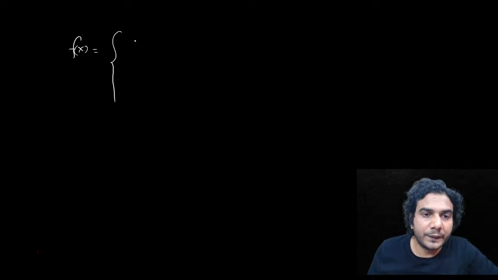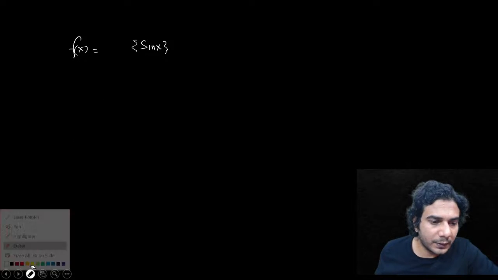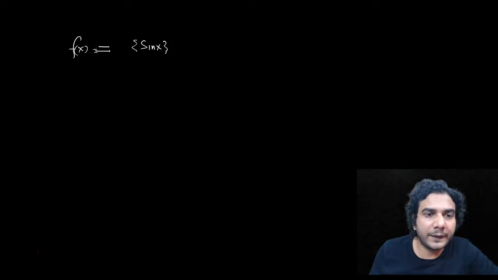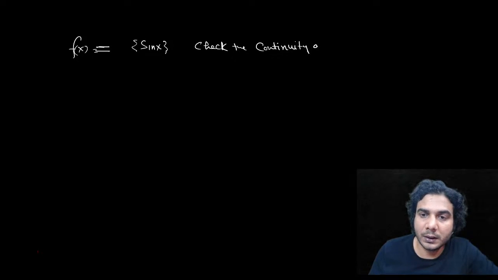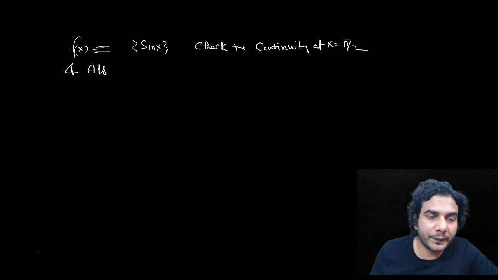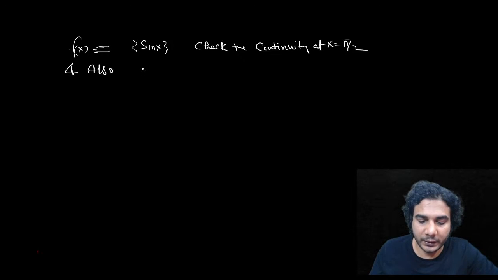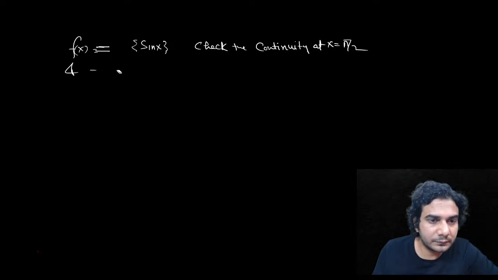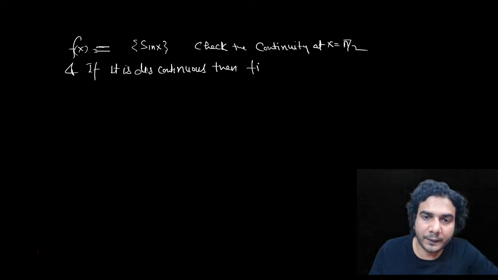So we did not do any example of that. So today first I'll give you some examples to finish. All right, so first example: f(x) is equal to fractional part of sin x. Check the continuity at x is equal to pi by 2, and if it is discontinuous, then find the type of discontinuity. Okay, that is the question.